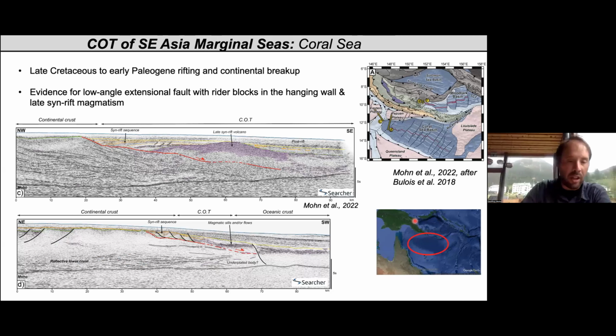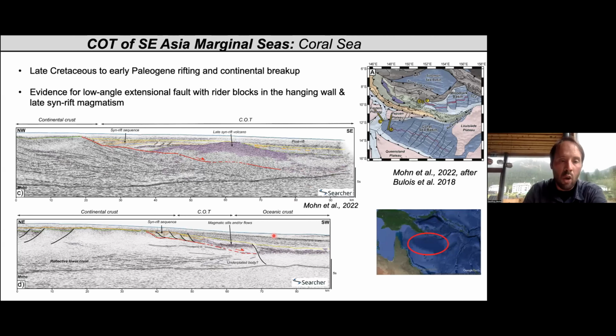Yeah, so I'm on time. So then if we go now to the Coral Sea, there is less information on the Coral Sea. There is less data available, but we can see again the same. If I show you the first section, which is a bit oblique, here again, same story: low-angle detachment faulting and late syn-rift volcanism passing to the first oceanic crust.